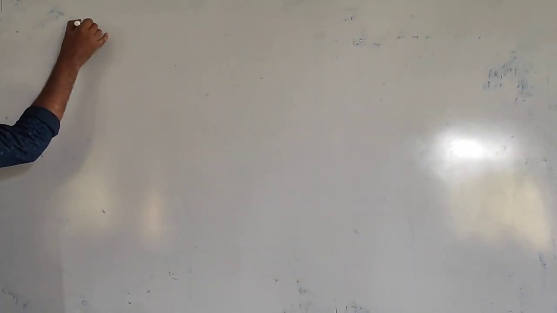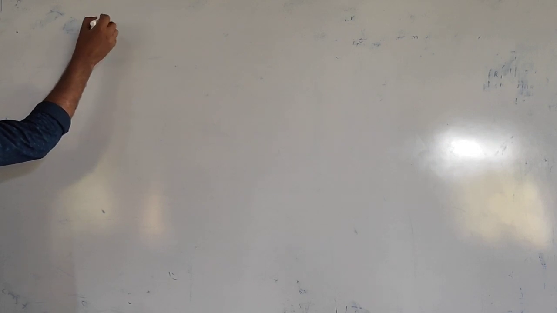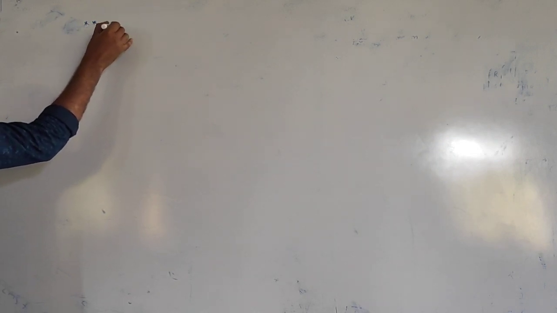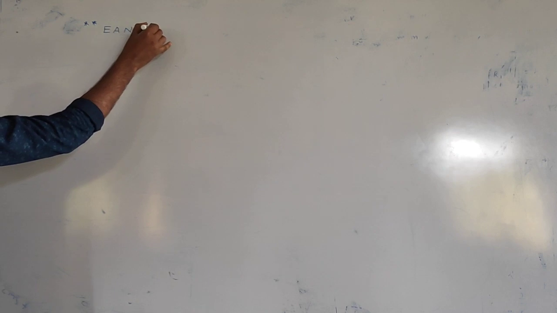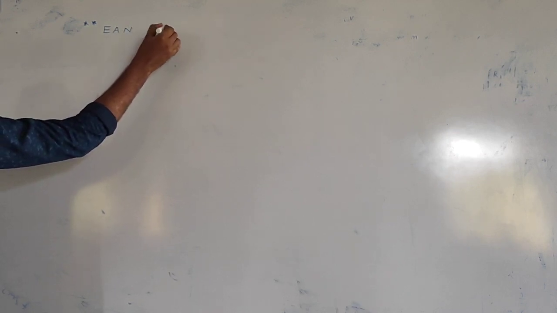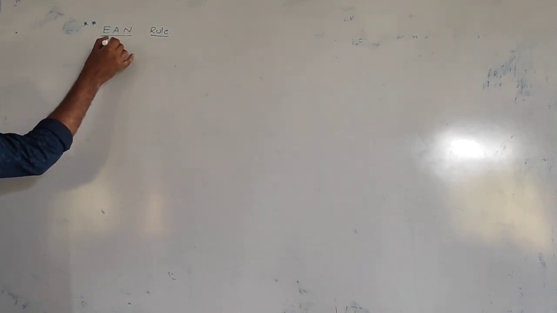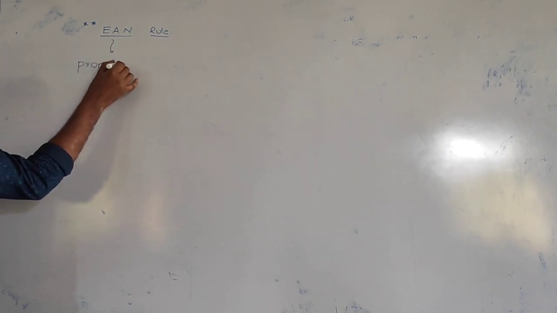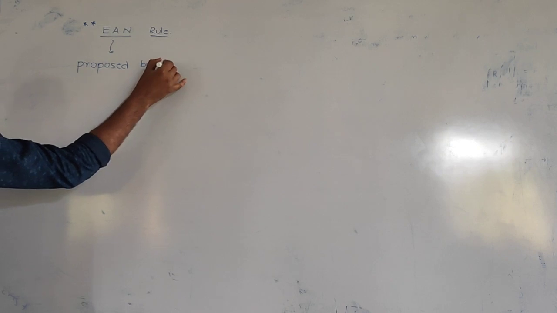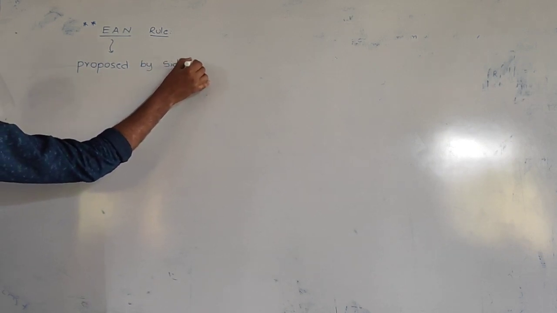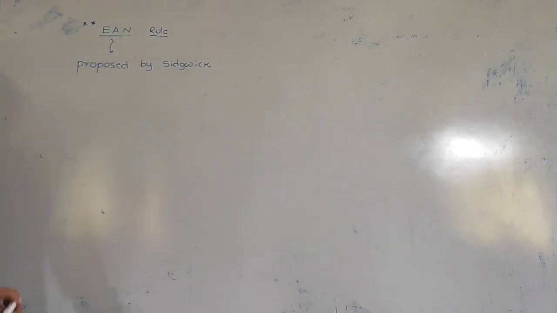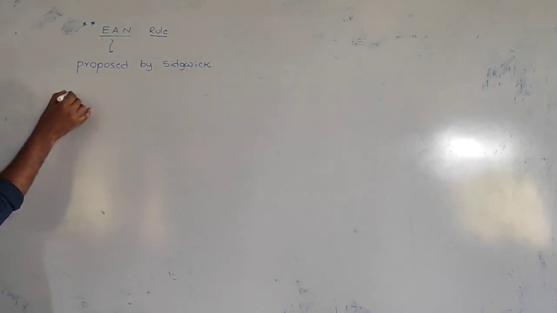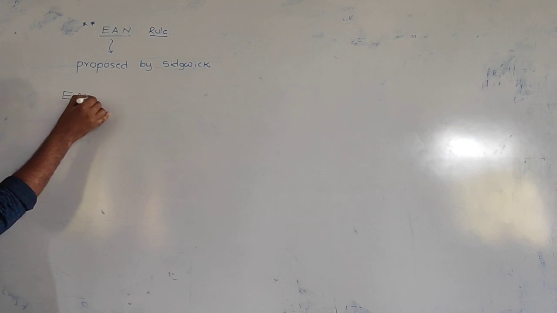Students, now the completion of Werner theory and its applications. Now we are coming to our next concept, the EAN rule. The EAN rule, dear students, was proposed by a scientist named Sidgwick. Dear students, what is EAN, sir?